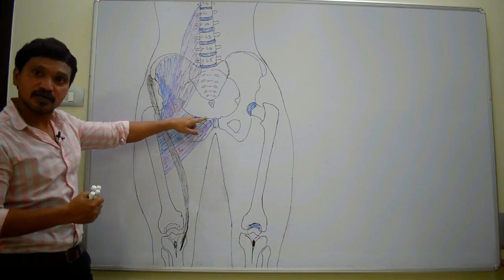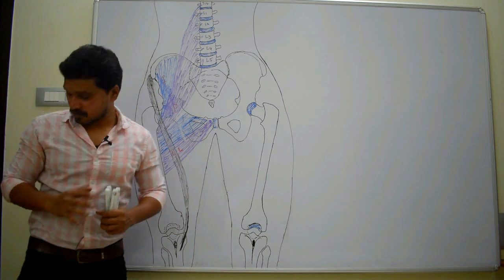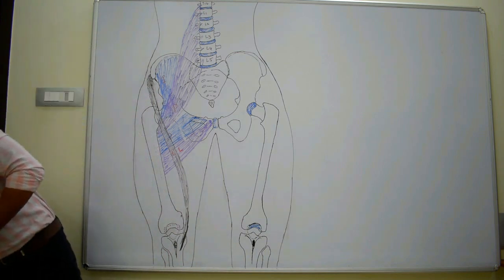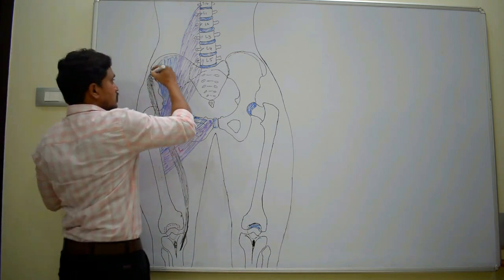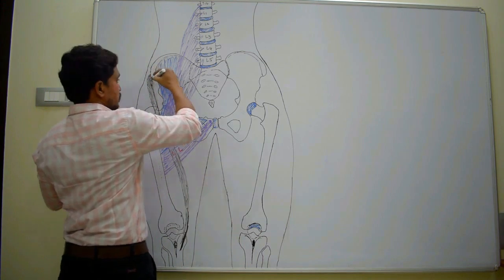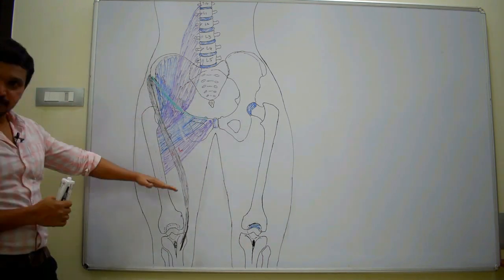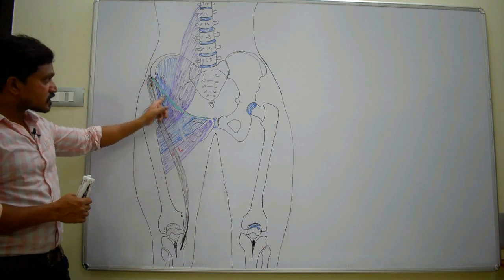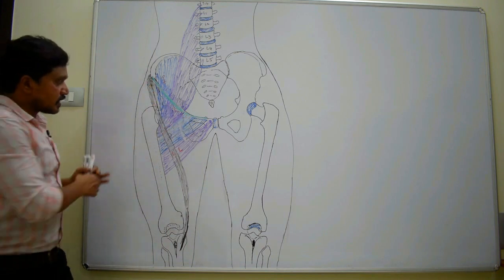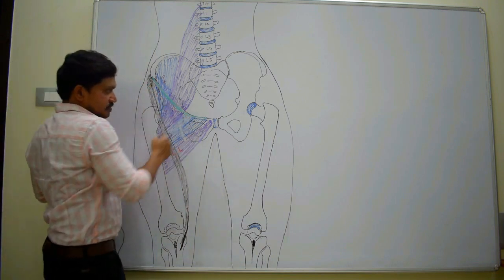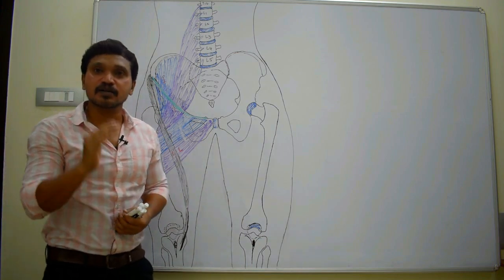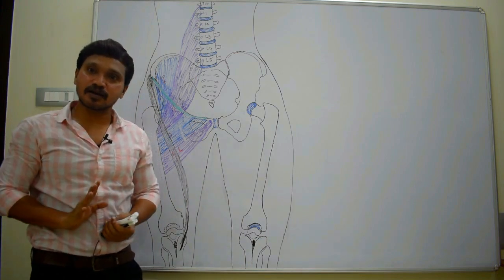What is this ligament? Inguinal ligament. Let me draw that inguinal ligament. So this is the attachment. See here, in the upper part of the thigh, just below the inguinal ligament, here you can see one triangle. This triangle, what we are calling femoral triangle, right?